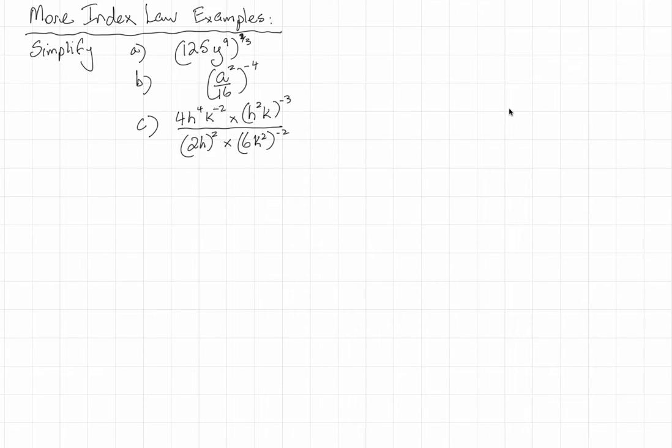Here we're going to go through another 3 worked examples on how to apply the index laws. We look at the first one. Once again, we just start by writing down the question, which is 125 y to the power of 9 raised to the power of 2 over 3.